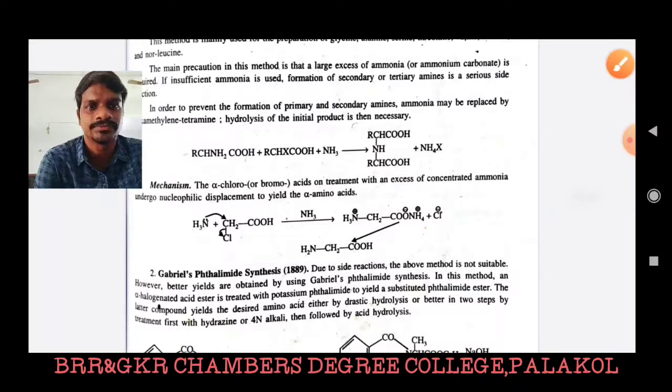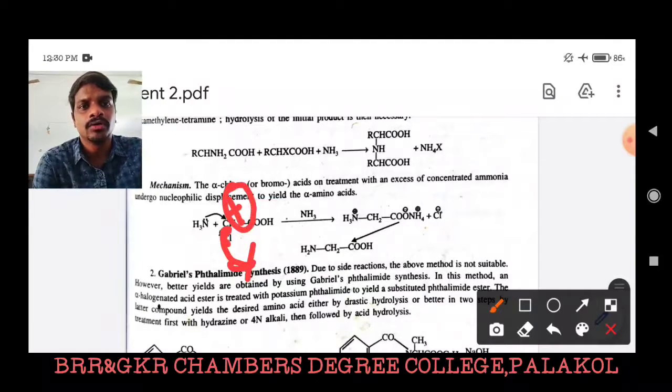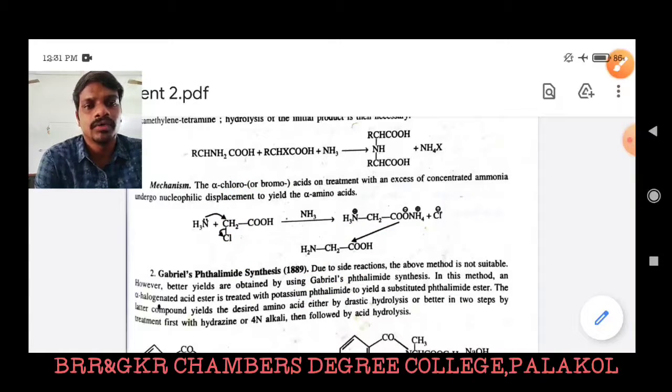It is the mechanism, students. The alpha chloro acid is treated with excess of concentrated ammonia. Here it is the mechanism. Here chlorine is a good leaving group and it is cleaved as Cl minus and the carbon gets a positive charge. Now ammonia is a nucleophile. The lone pair of electrons is donated to the positively charged carbon. Then it produces a single bond between carbon, that means CH2, and the nitrogen atom, and it releases hydrogen and is converted into NH2. So we can get the amino acid molecule. So this is the first preparation method of alpha amino acid.